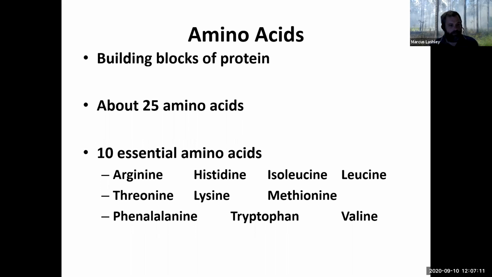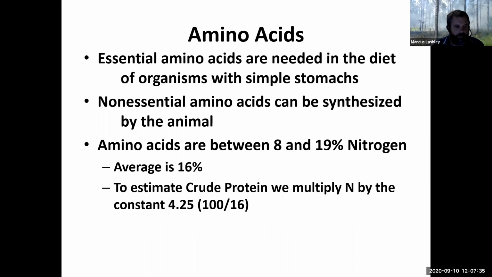But what does it mean to be essential? Essentially, these are amino acids that cannot be synthesized in the body, so we have to get them through intake of food, right? Most of the other 25 can be readily synthesized by recombining constituents that are already in the body. So the body can actually create them.